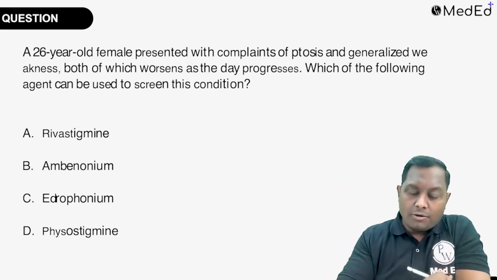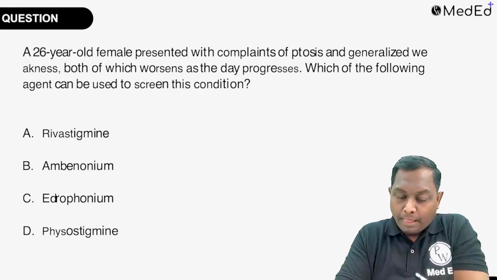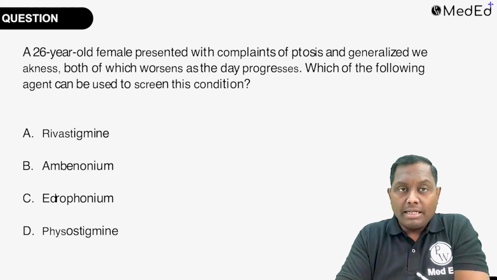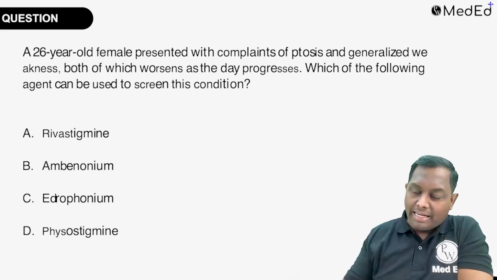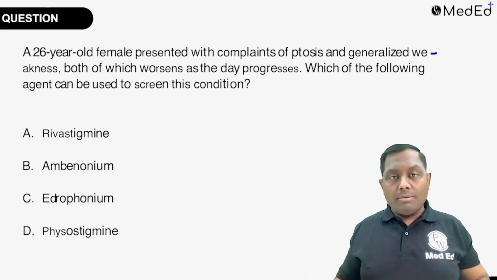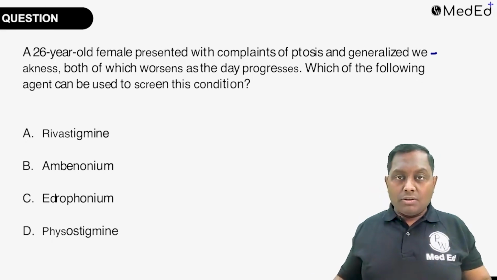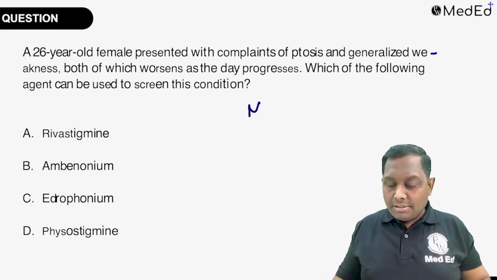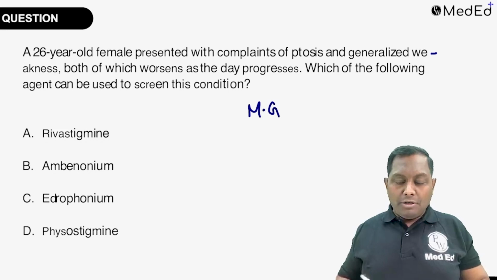Next is about a 26-year-old female presenting with a complaint of ptosis and generalized weakness, both of which worsen as the day progresses. So the possible differential diagnosis we have here is going to be myasthenia gravis. Which of the following can be used to screen?